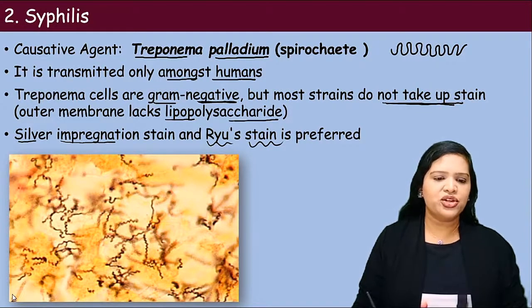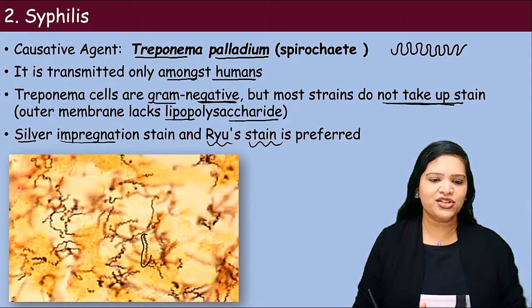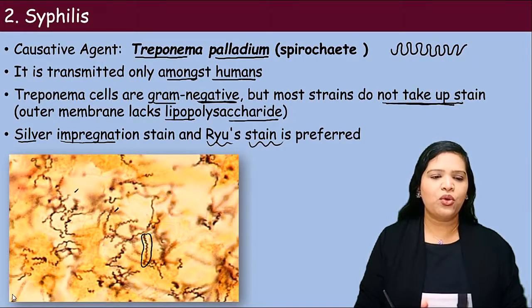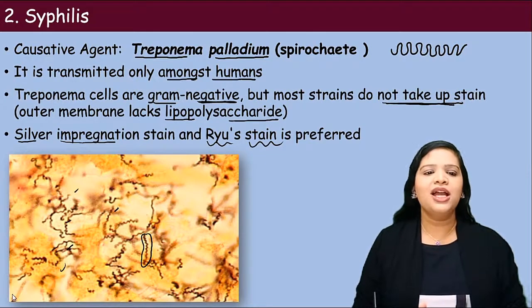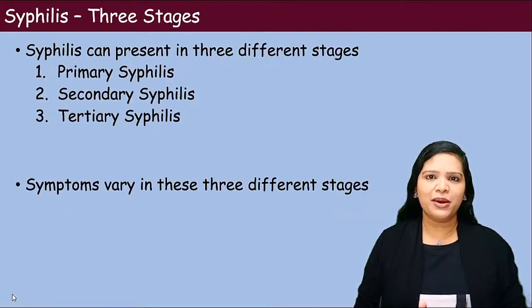So look at this picture here. This spring-shaped structure, this beautiful spring shape. All the spring-shaped structures are the Treponema pallidum, which is a spirochete. Right? So this bacteria causes the disease syphilis.